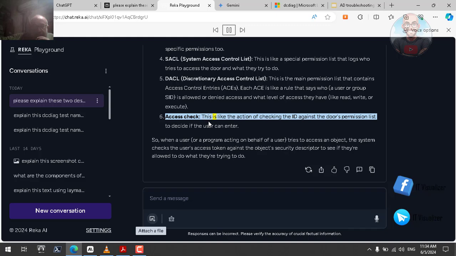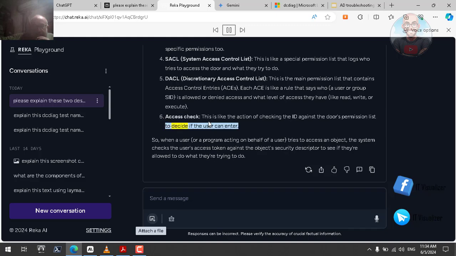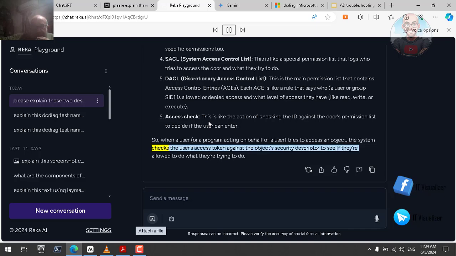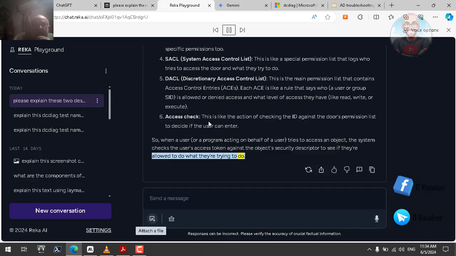Access check. This is like the action of checking the ID against the door's permission list to decide if the user can enter. So, when a user, or a program acting on behalf of a user, tries to access an object, the system checks the user's access token against the object's security descriptor to see if they're allowed to do what they're trying to do.